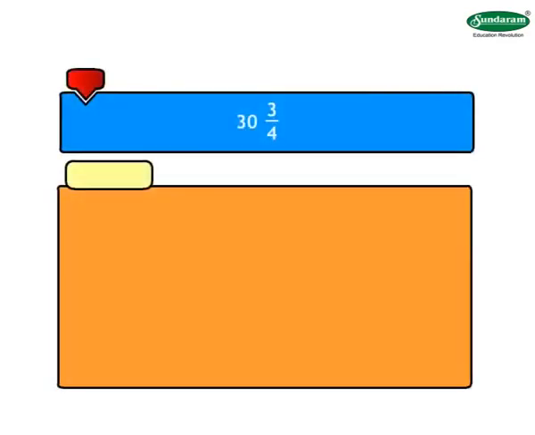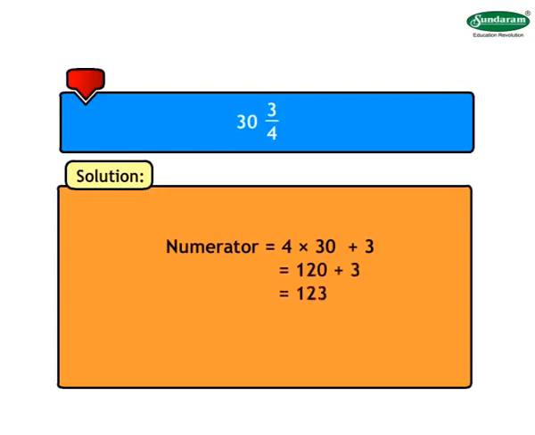3. 30 and 3 upon 4. Solution: to convert 30 and 3 upon 4 into an improper fraction, numerator is equal to the denominator 4 multiplied by integer 30 plus the numerator 3. Therefore, we get 4 into 30 is equal to 120 plus 3 is equal to 123.